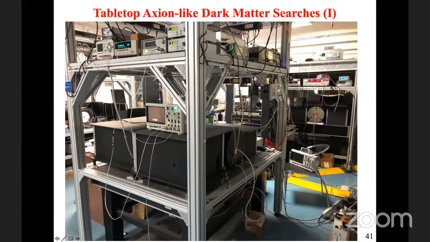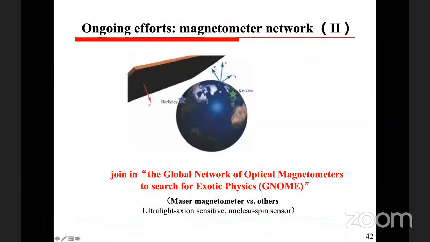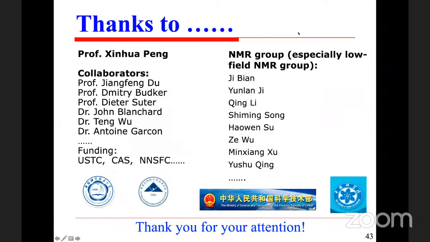In the future, we will join this GNOME system to build a Maser network, and in the end, we thank you for your attention.